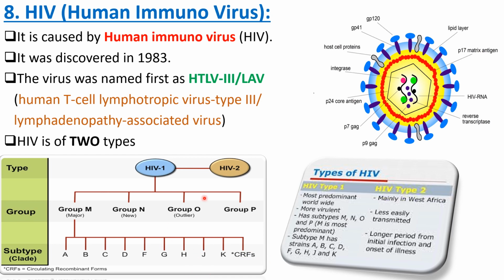If we want to differentiate HIV-1 from HIV-2, here we go through some points. HIV type 1 is most predominant and spreads worldwide, but HIV-2 is not predominant. It is confined to West Africa only. HIV-1 is more virulent, whereas HIV-2 is less virulent. HIV-1 is more dangerous and can easily spread from person to person. HIV-2 is not like that. It is less easily transmitted.